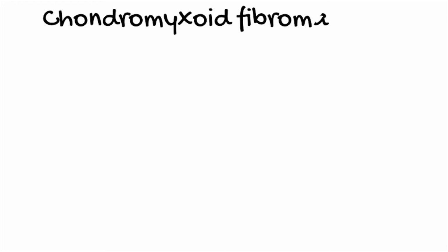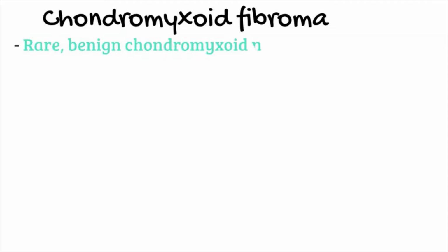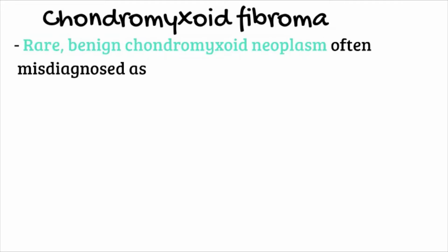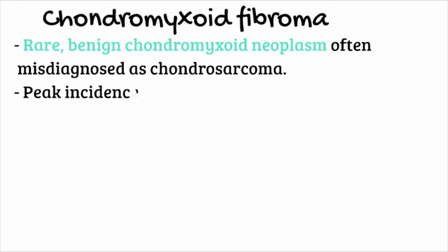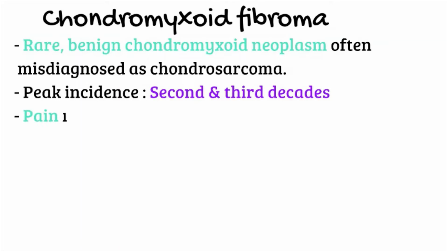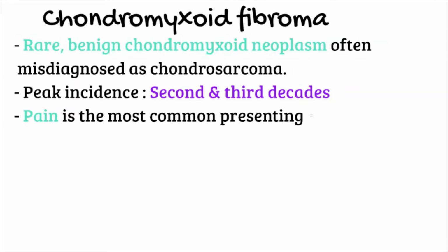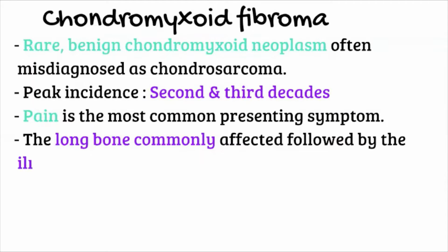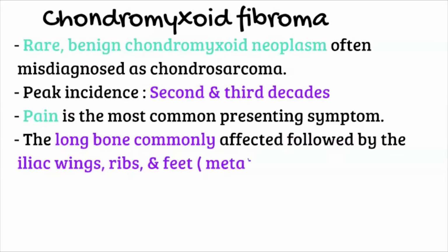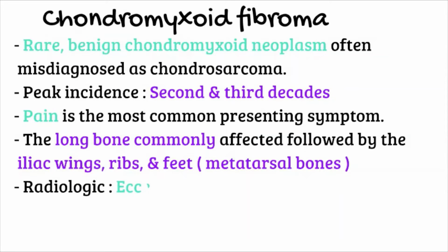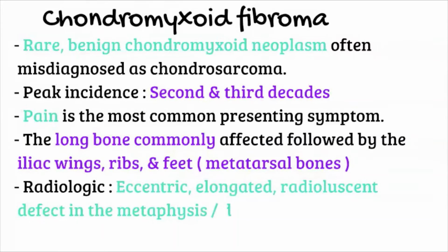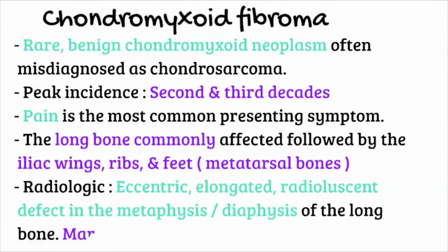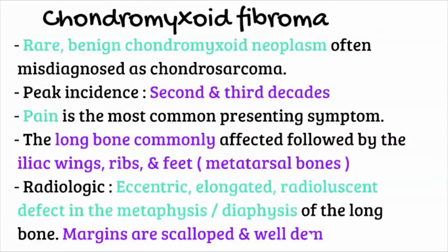For chondromyxoid fibroma, it is a very rare, benign chondromyxoid neoplasm, often misdiagnosed as chondrosarcoma. It affects patients of all ages, with a peak incidence in the second and third decades. Pain is the most common presenting symptom. The long bones are commonly affected, followed by the iliac wings, the ribs, and fib. That means the metatarsal bone.